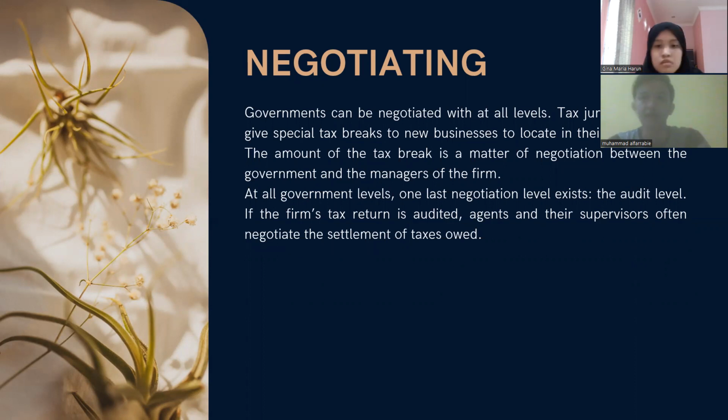The government can be negotiated with at all levels. The tax jurisdiction may give special tax breaks to new businesses to locate in their jurisdiction. The amount of the tax break is a matter of negotiation between the government and the manager of the firm. At all government levels, one last negotiation level exists, that is the audit level. If the firm's tax return is audited, agents and their supervisors often negotiate the settlement of taxes owed.